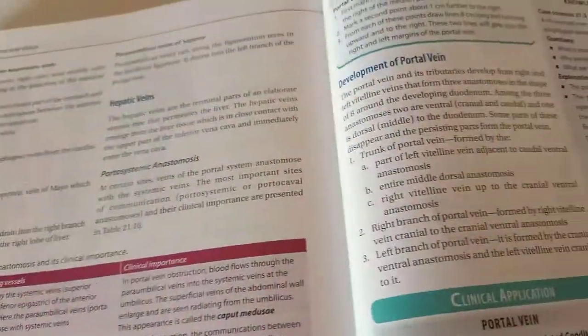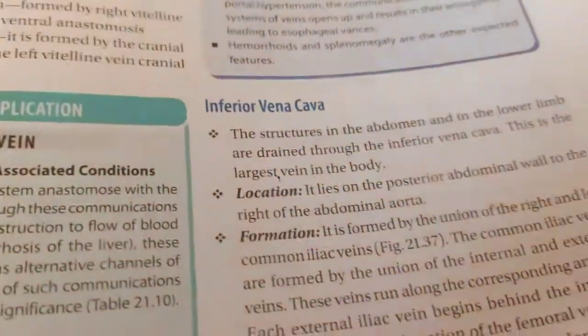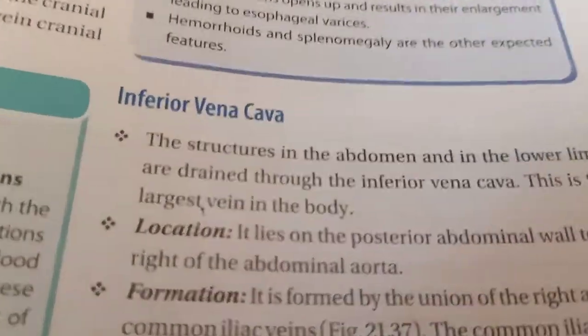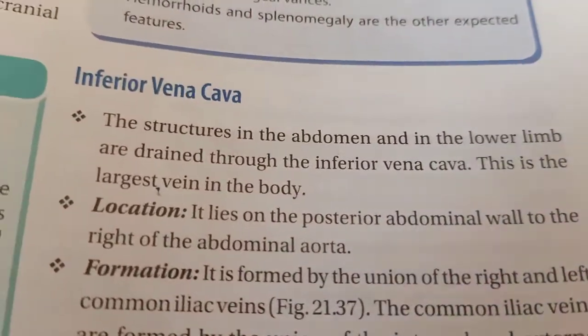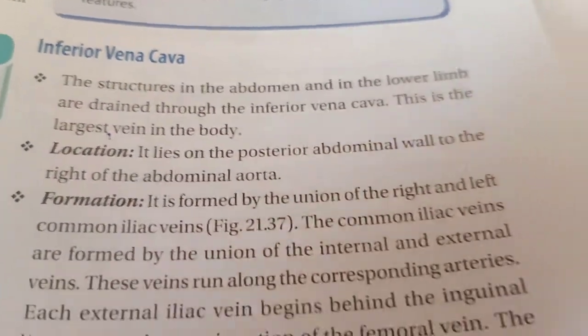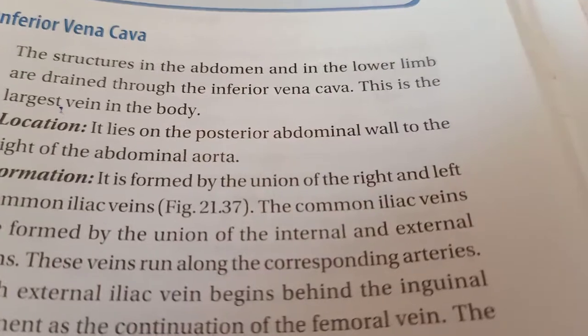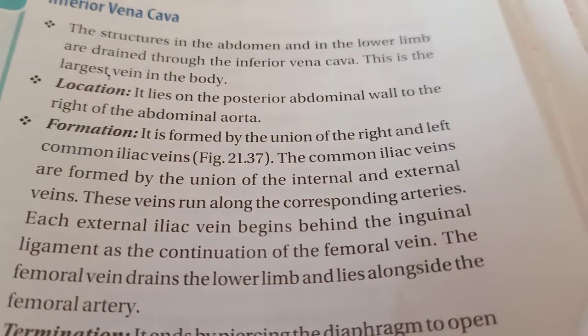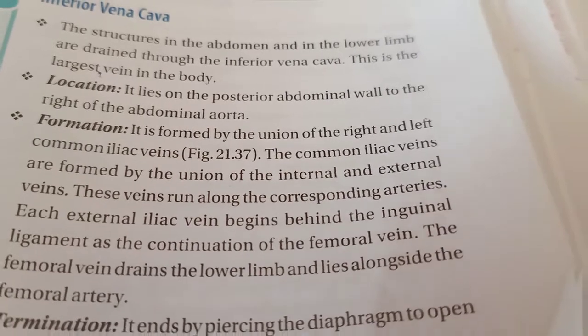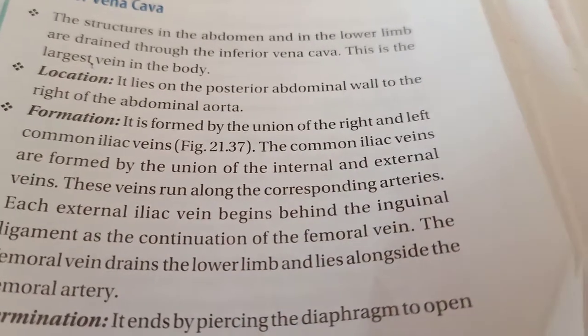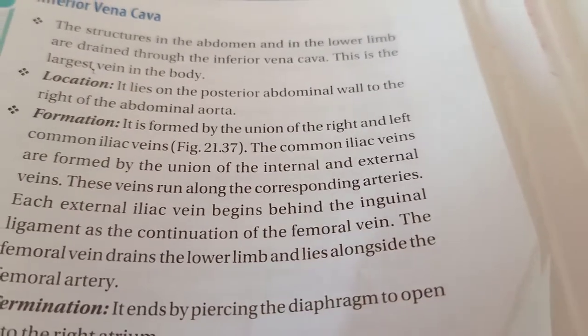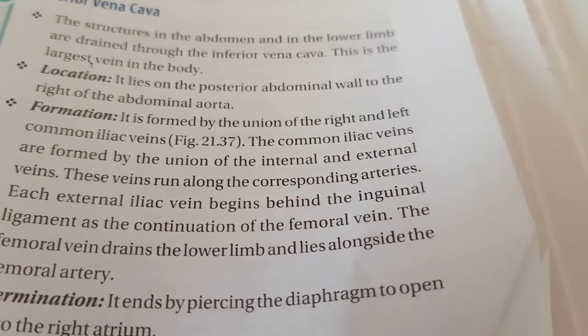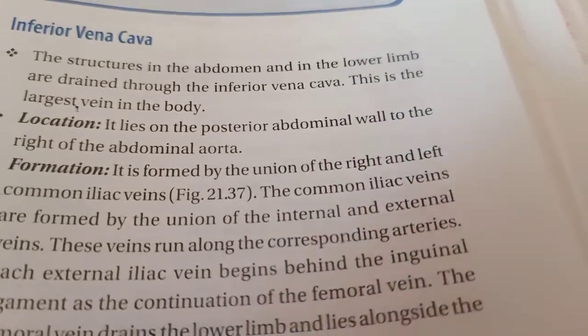I hope you understood the topic. In short, we'll revise what the IVC is. The IVC is a structure present in the posterior abdominal wall. It is one of the largest veins of the body and it is formed by the union of the right and left common iliac veins. It is present on the posterior abdominal wall, to the right side of the abdominal aorta.